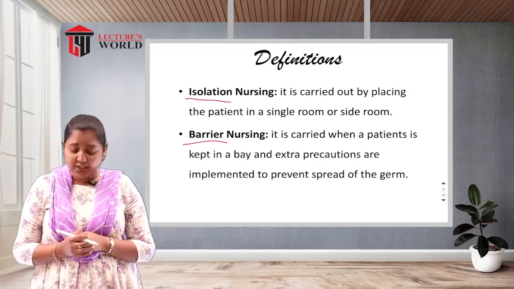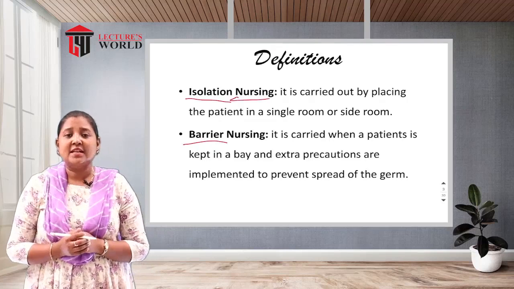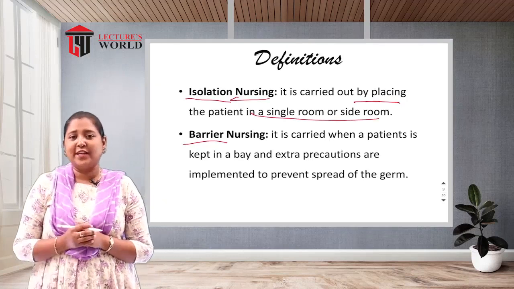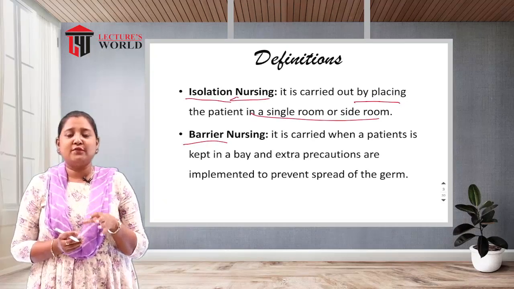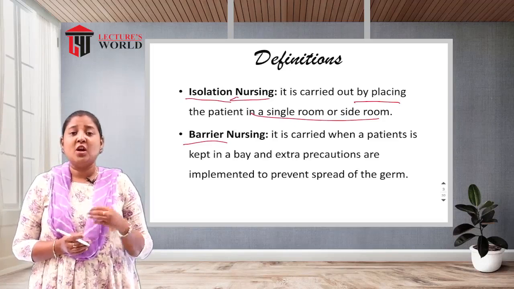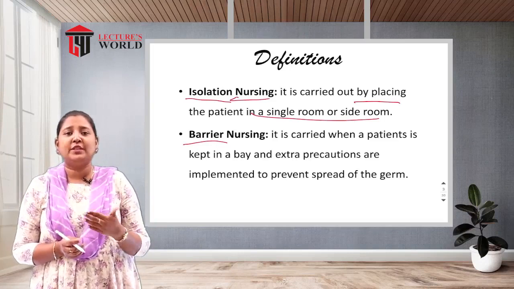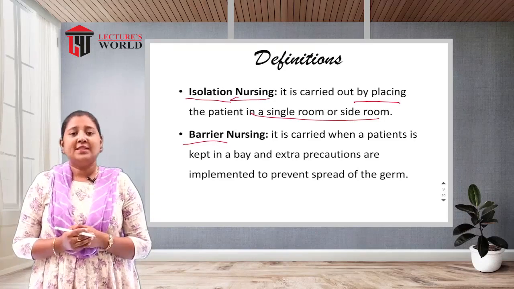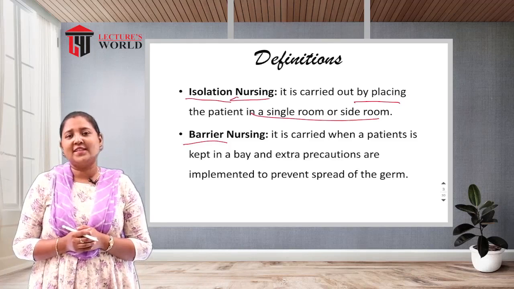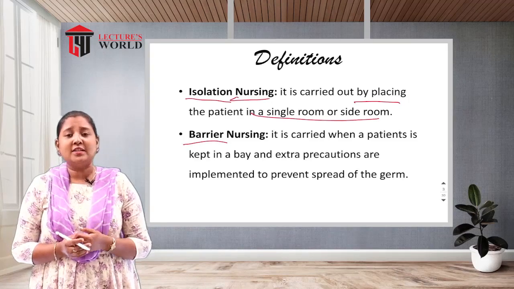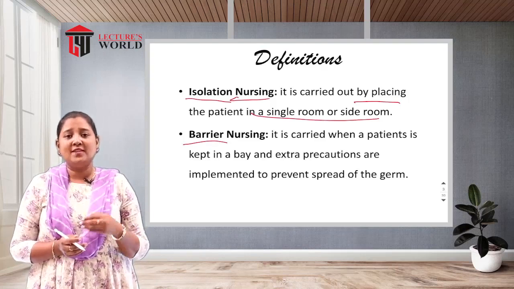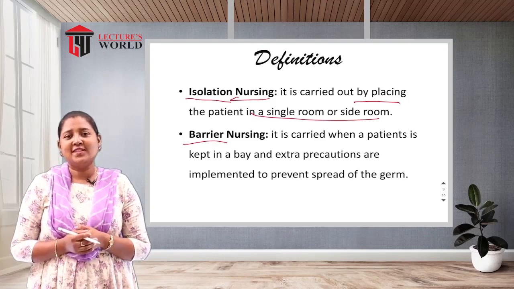So what is isolation nursing? Isolation nursing is carrying out a technique by placing the patient in a single room, a side room or a separate room. You keep the infectious patient in a single room where other patients will not come in contact with this patient, or a side room where there is no opportunity for other patients to come into that room. That is called isolation. And when nurses do this, we call it isolation nursing, where all your nursing care and whatever services you want to provide for that patient are done inside the separate room.